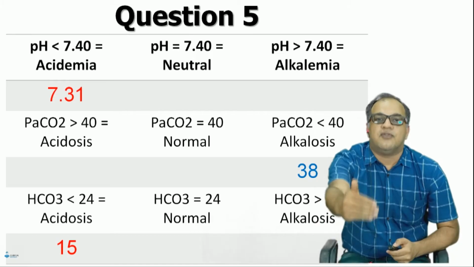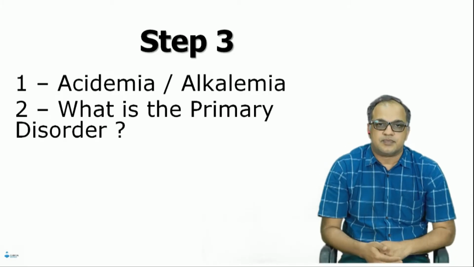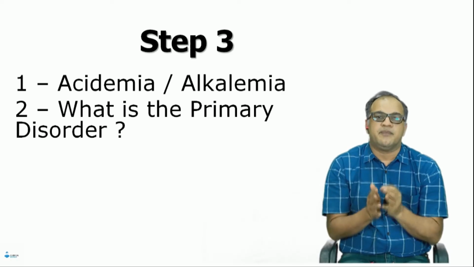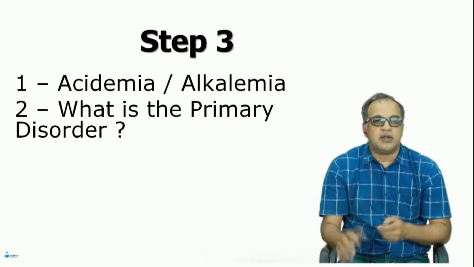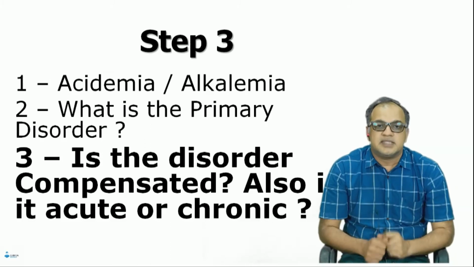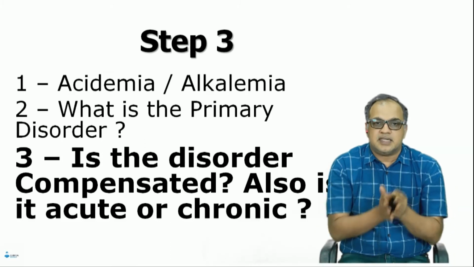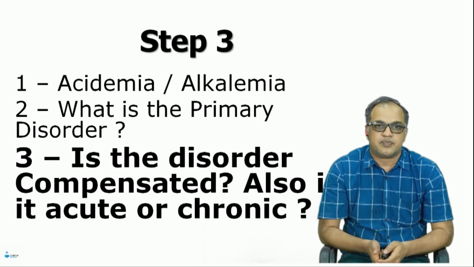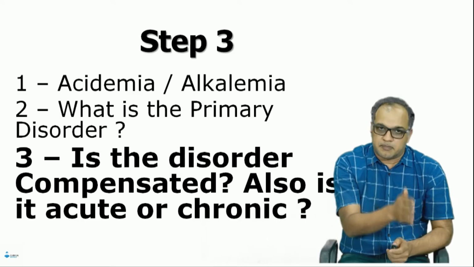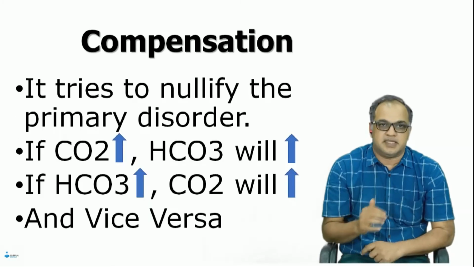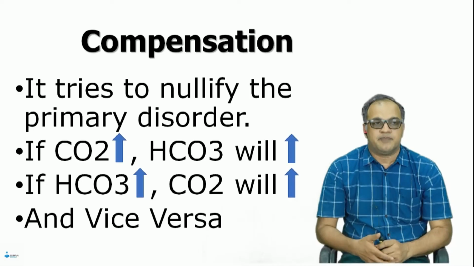Now we'll go another step further. We have seen what is acidemia, alkalemia, 7.4, 7.4. What is the primary disorder, CO2 or bicarbonate. Third thing is, is the disorder compensated, and also is it acute or chronic in case of a respiratory disorder? Is the disorder compensated? Also, is it acute or chronic? Let's see. What is compensation?